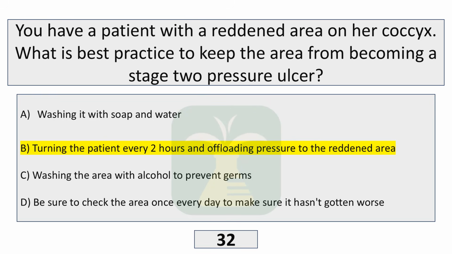Correct answer, B. Turning the patient every 2 hours and offloading pressure to the reddened area. It is important to turn bedbound patients every 2 hours to ensure that they are not having skin breakdown. The area should be checked every 2 hours as well. Washing the area is okay, but this will not help prevent skin breakdown. Washing already reddened skin can cause a break in the skin as well. This can cause infection.